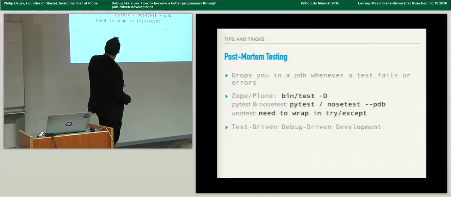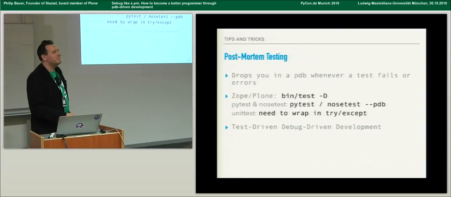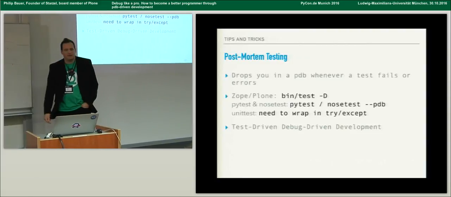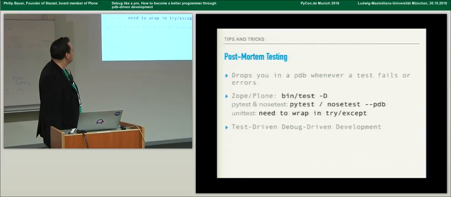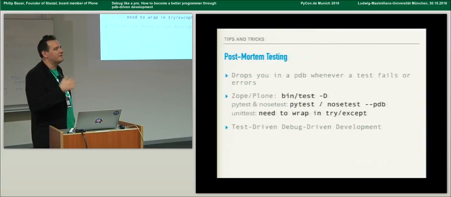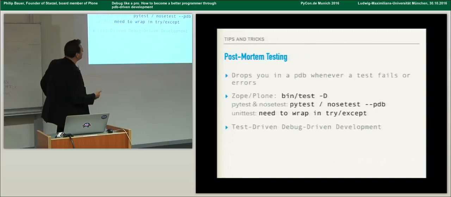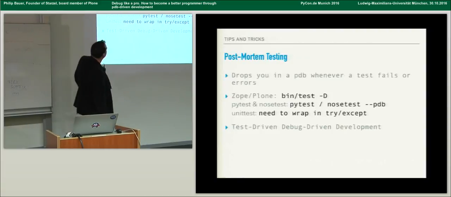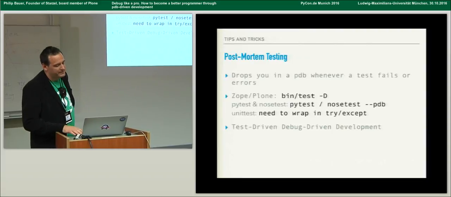So this is a unit test. Who uses post-mortem testing? Hands up. Some. Great. So unittest has a -d argument. When you run your tests with that, you end up in a PDB whenever a test either errors or fails. The same works with PyTest and nose tests, with --pdb. In pure unittest without Plone, you need to wrap it yourself, or you just build your own test runner that allows you to do that.